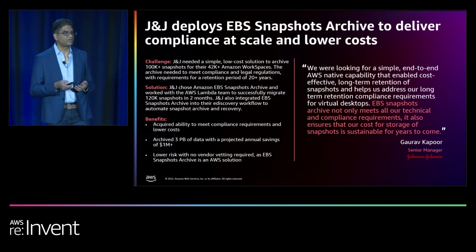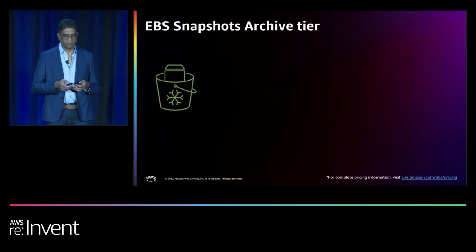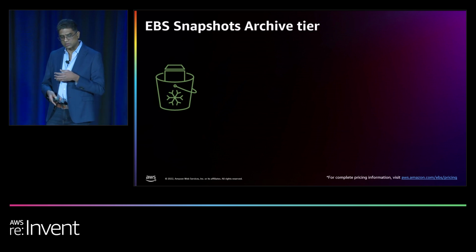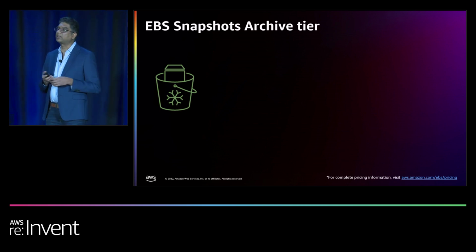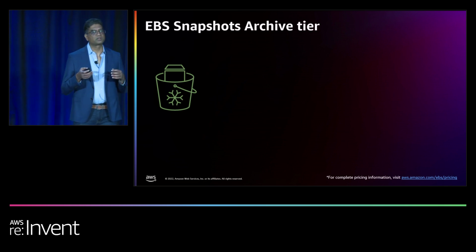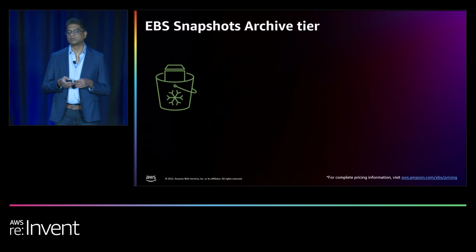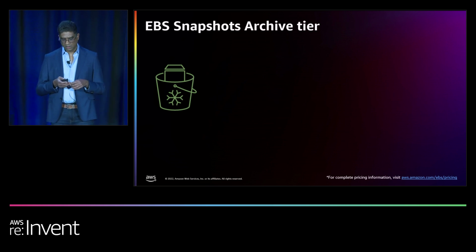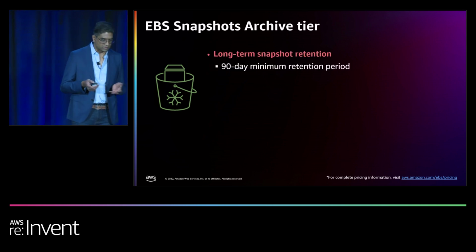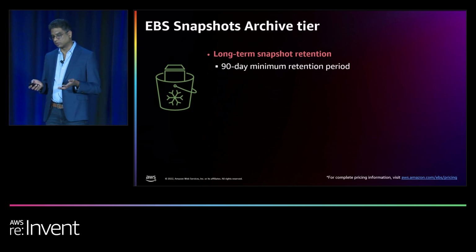Now, the benefits obviously are that they got a solution that met their legal and compliance requirements, and they got a solution that was a native AWS solution. But they also are going to save about $1 million in projected savings annually because of this migration to Snapshots Archive tier. In terms of how Snapshots Archive tier works at a high level, like I said, Snapshots Archive tier is designed for long-term retention.